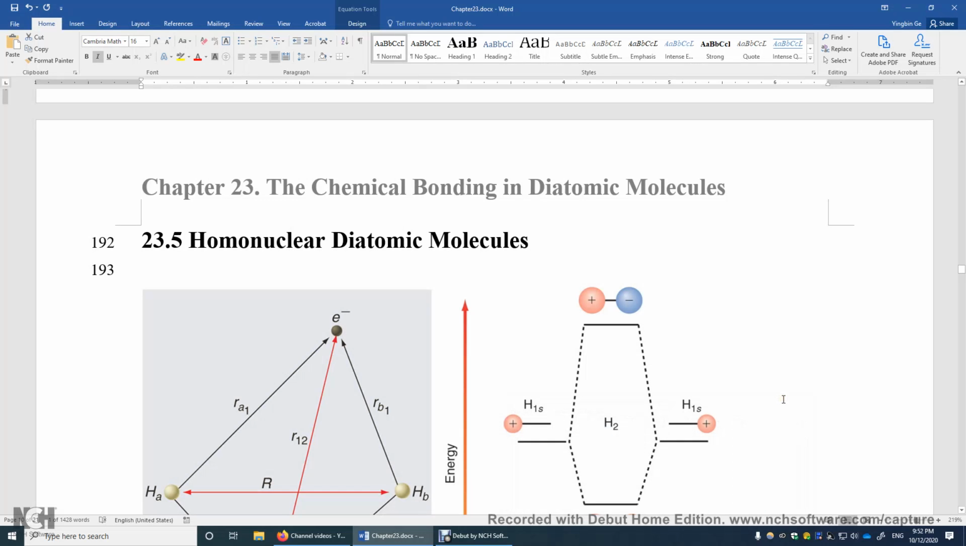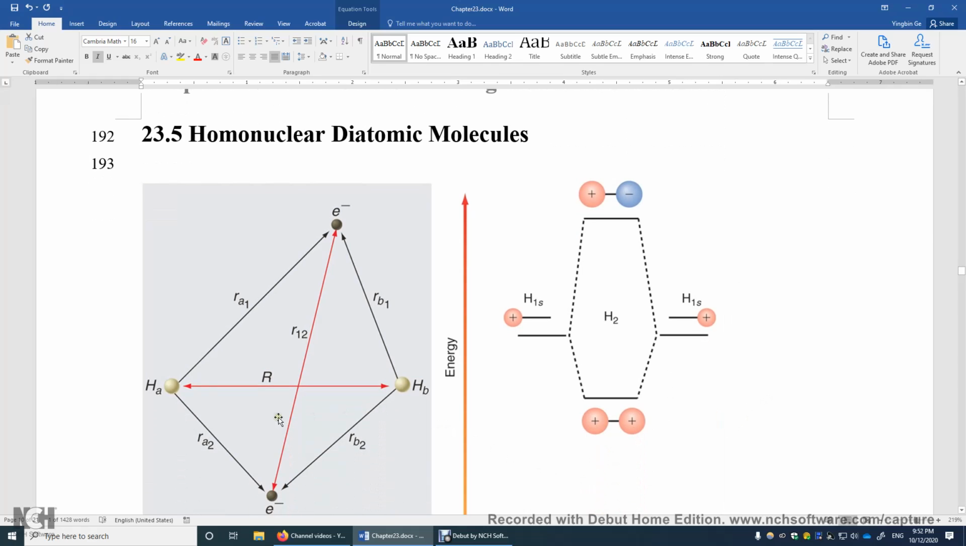Section 23.5 Homonuclear diatomic molecules. In this section, we will focus on the neutral hydrogen 2 molecule. It consists of two nuclei, nucleus A, nucleus B, and two electrons, electron 1, electron 2.